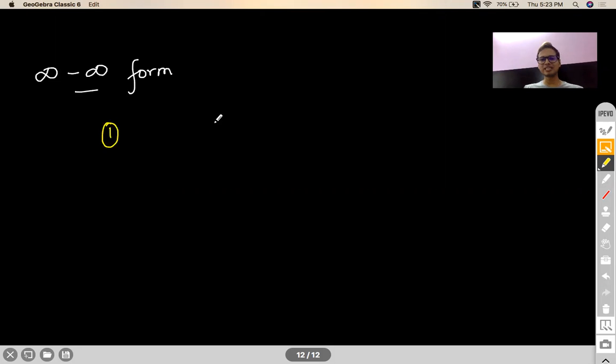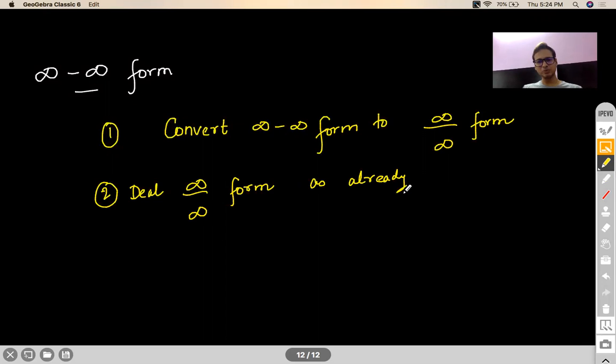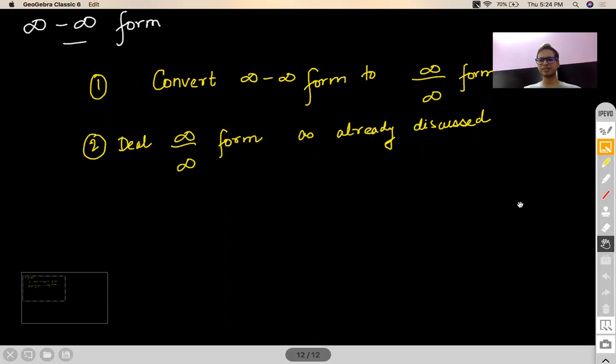We first convert infinity minus infinity form to infinity by infinity form, and then we deal with infinity by infinity form as before, as already discussed. So there is nothing new to be talked about this other than solving questions. Okay, let us take questions. You will understand more about it.